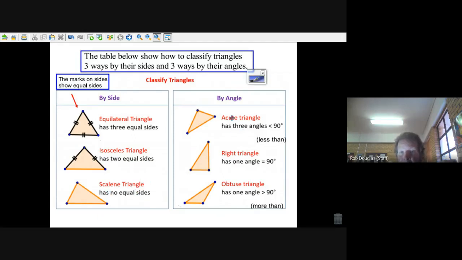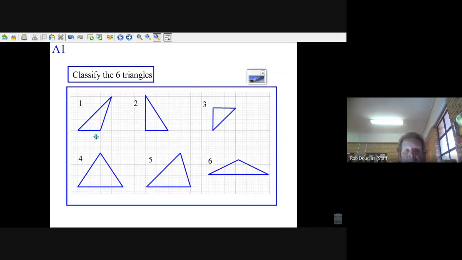Angles less than 90, acute. All angles less than 90. One angle right, it's a right angle triangle. One angle more than 90 degrees, it's obtuse. You'll be given all these notes to take a look at. You'll be asked to classify these six triangles with two names. You're looking at a grid here, so you'll be able to just count the sides and see if they're different or the same sizes and what their angles are and all that.